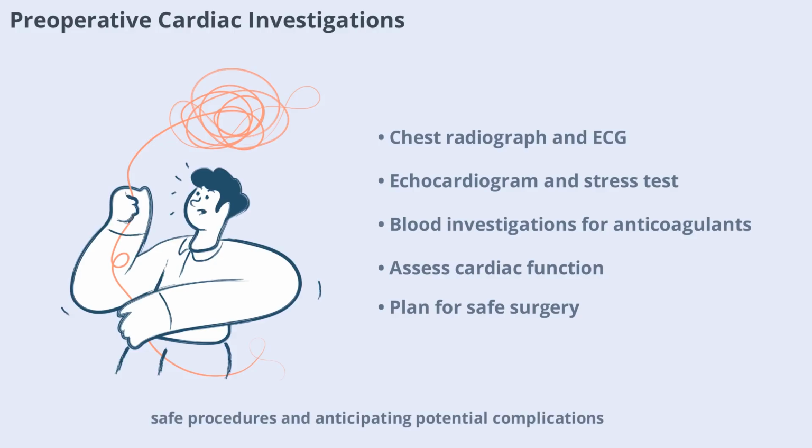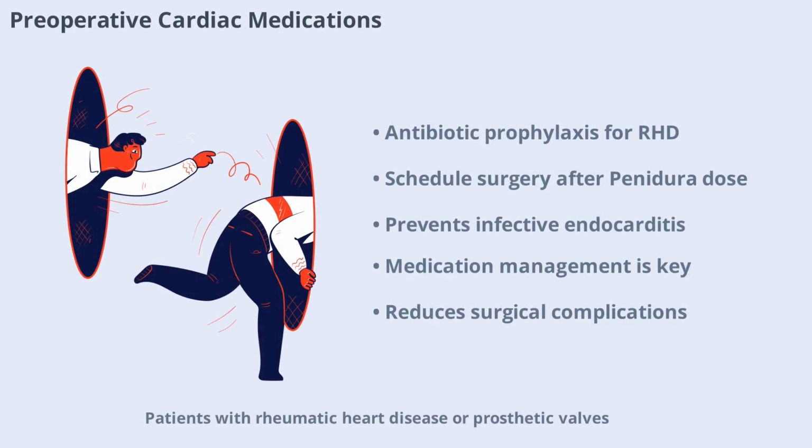potential complications. Patients with rheumatic heart disease or prosthetic valves require antibiotic prophylaxis before surgery to prevent infective endocarditis. If the patient is on regular Penadura injections, surgery should be scheduled immediately after the dose. This reduces the risk of infection and ensures optimal protection. Proper medication management is critical for minimizing complications and safeguarding patient health during oral surgical procedures.